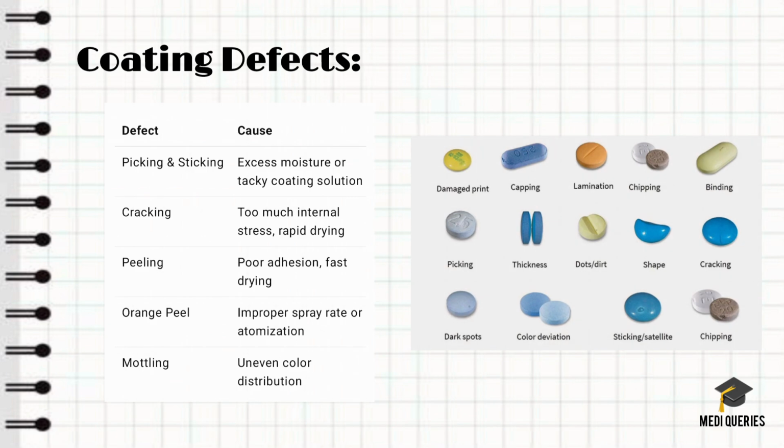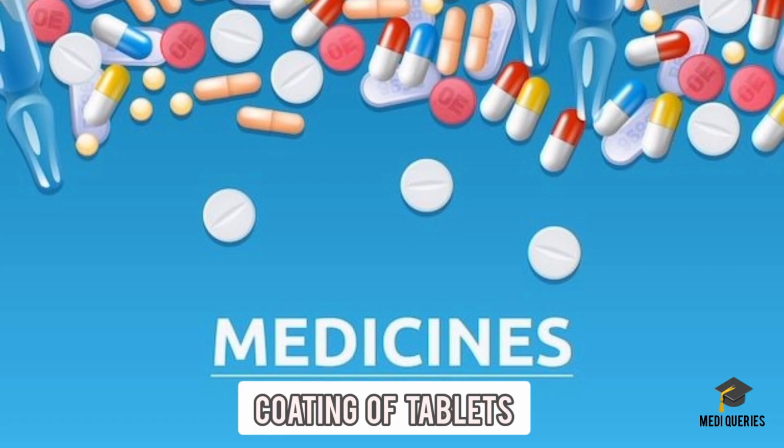And the next one is mottling. Mottling is nothing but improper distribution of the color over the tablets. This is mainly due to uneven color distribution. So this is all about the coating of the tablets.